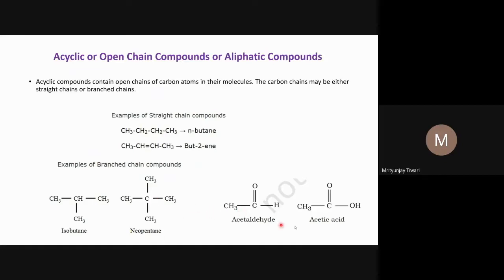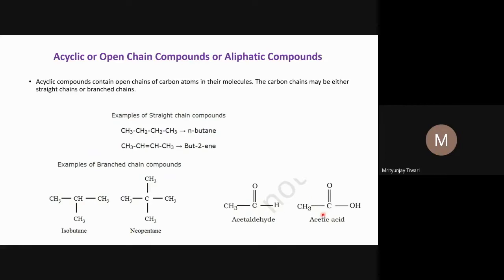And these compounds can also have, as I said, heteroatoms, like acetaldehyde, CH3CHO. The CH3CHO group is also an open chain compound. The CHO group one can write as C double bond O and H. This is actually CH3CHO, acetaldehyde. This is also an acyclic or open chain compound or aliphatic compound.